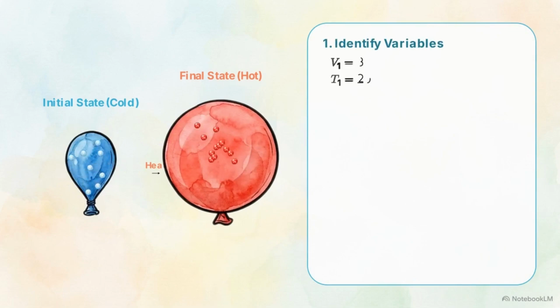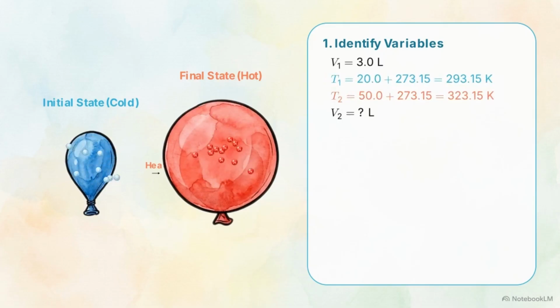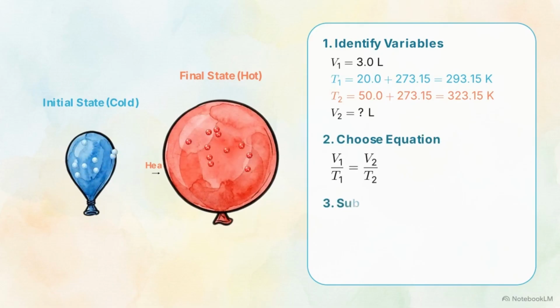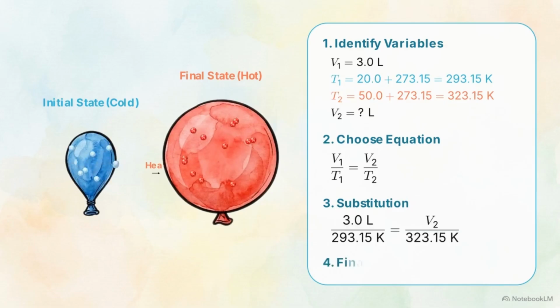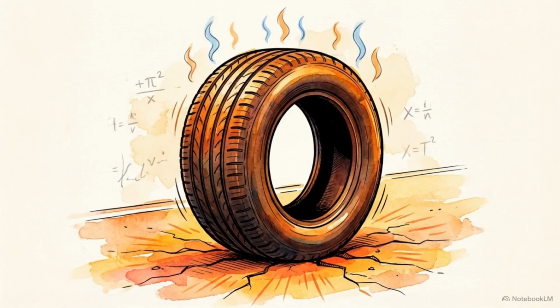Take a 3.0-liter balloon at 20.0 degrees Celsius, heated to 50.0. Convert to Kelvin, 293.15 and 323.15. Using V1 over T1 equals V2 over T2, we calculate a final volume of 3.31 liters. This thermal expansion is why objects like tires or inflatable structures can change size significantly just based on the outside temperature.